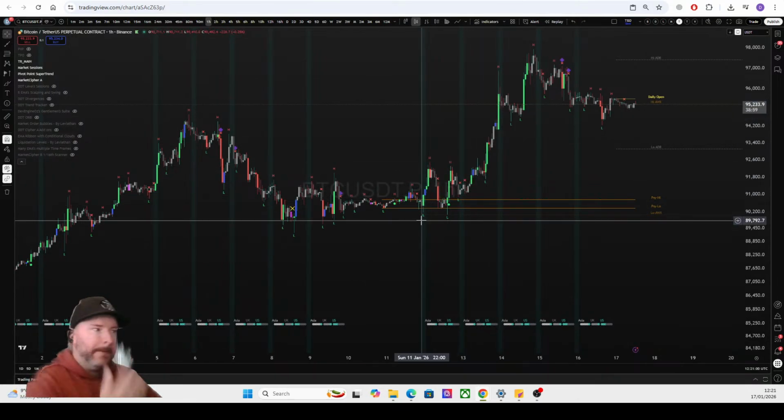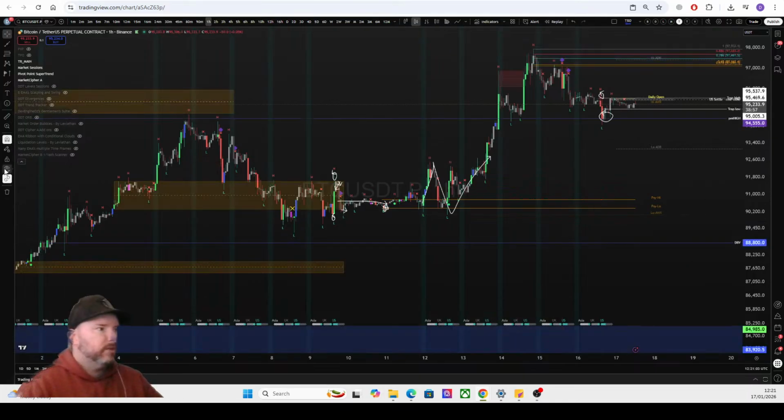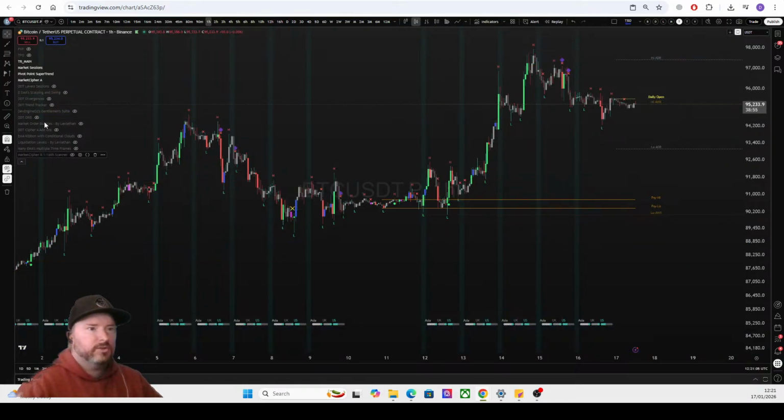I have to put the indicators on to show you, but I don't want to have too much crap on my chart, just hard drawings.